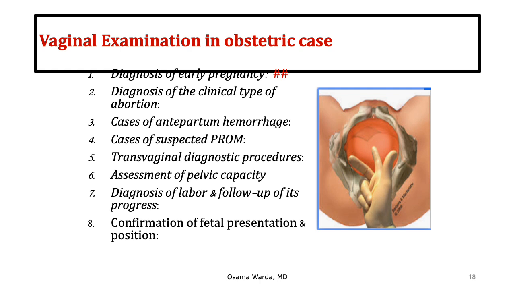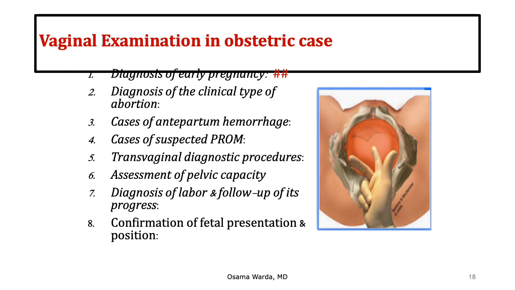Vaginal examination may be used for assessment of pelvic capacity at 38 weeks or more, for evaluation of the possibility of vaginal delivery or not, easy vaginal delivery, and assessing pelvic disproportion, diagnosis of labor and follow-up of labor progress by evaluating the cervical consistency, whether soft or not, effacement and dilation, and the station of the fetal head, and also it may be used during labor for confirmation of the fetal presenting part, fetal presentation and fetal position.